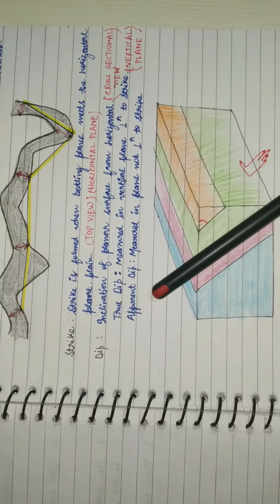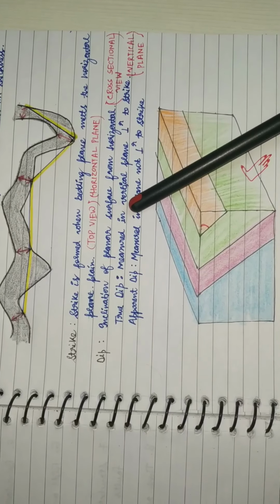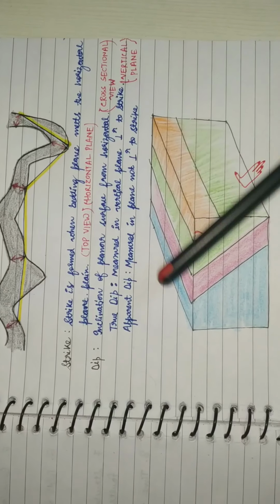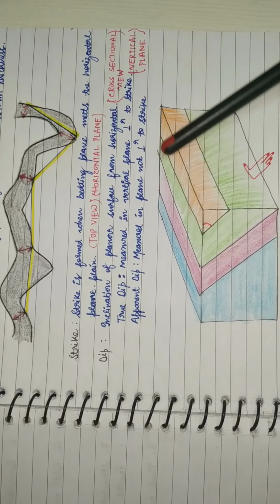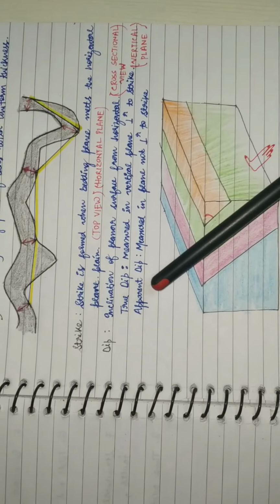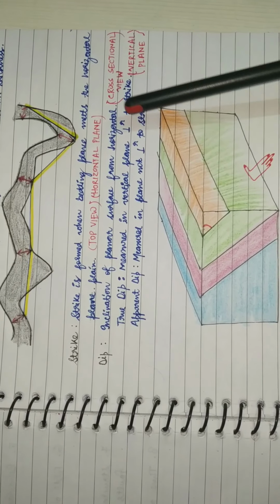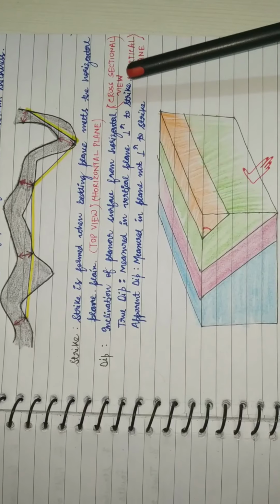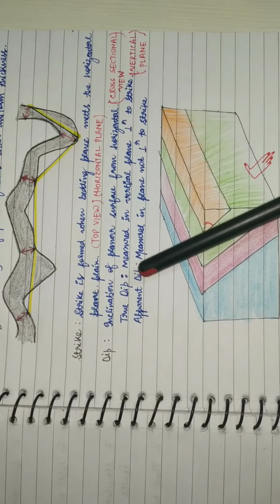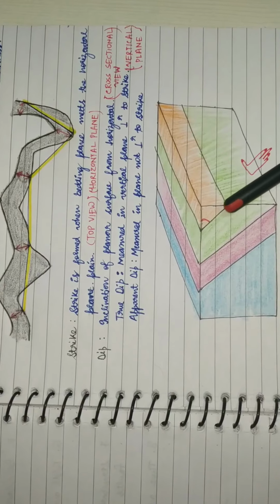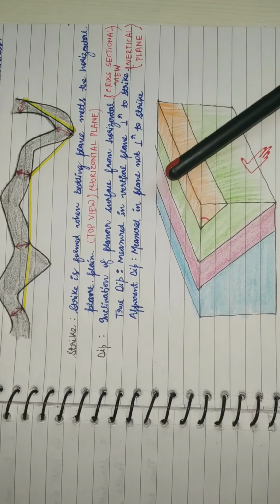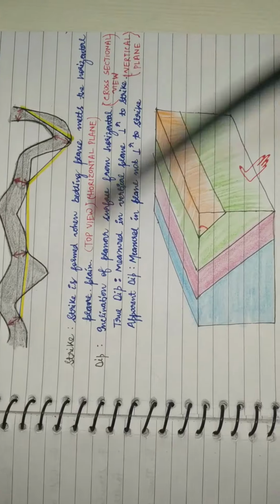True dip and apparent dip. True dip is measured in a vertical plane which is perpendicular to the strike line. Many times it is not possible to measure the angle in the vertical plane perpendicular to the strike line. So when the angle of the dipping bed is measured in a plane not perpendicular to the strike line, it is known as the apparent dip.